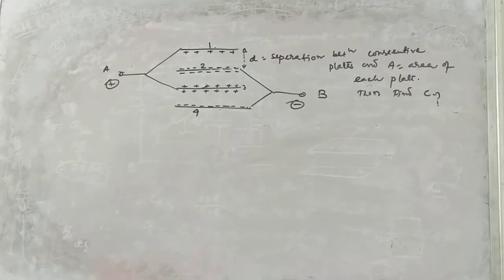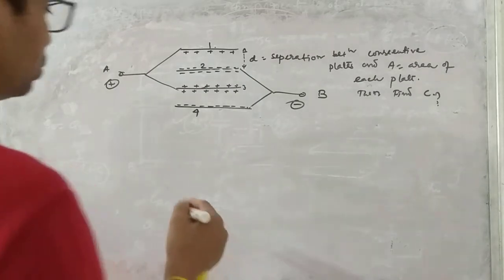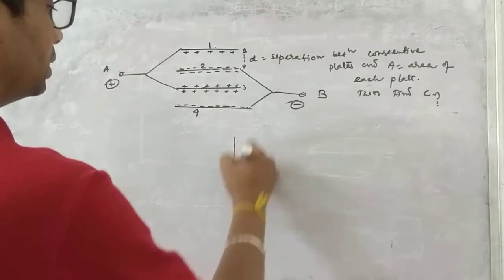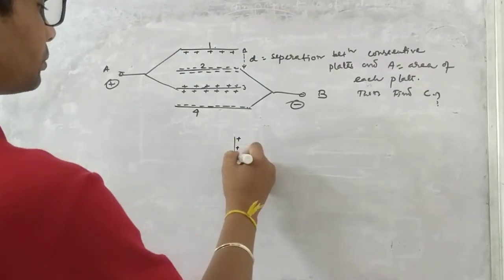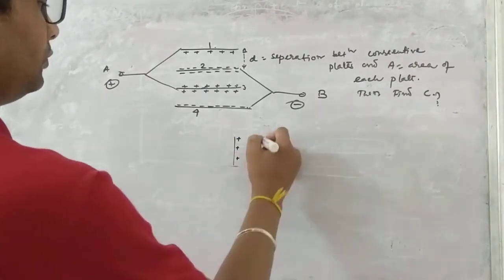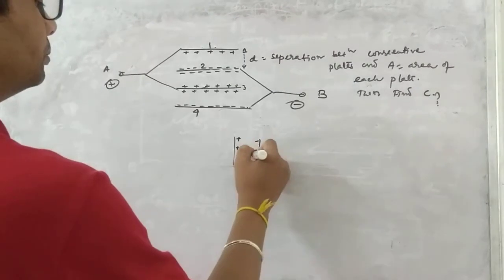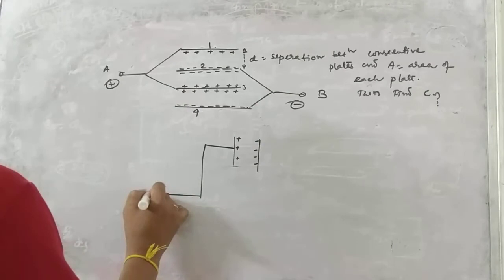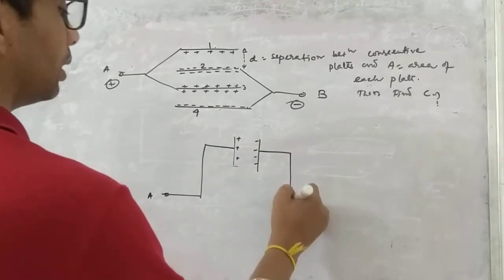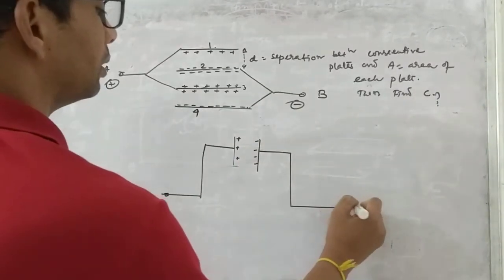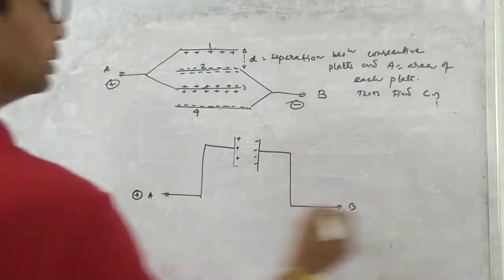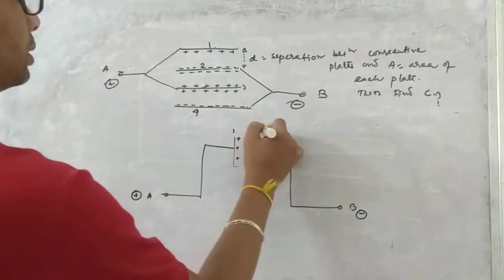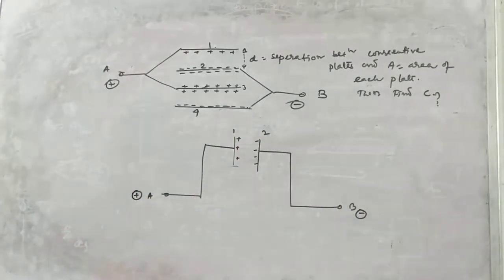Now what will happen? Plate 1 and 2: plate 1, this side is positive, and this side is negative. This is connected to terminal A, and this is connected to terminal B. It is positive and this is negative. This is plate 1, this is plate 2. This is one capacitor.